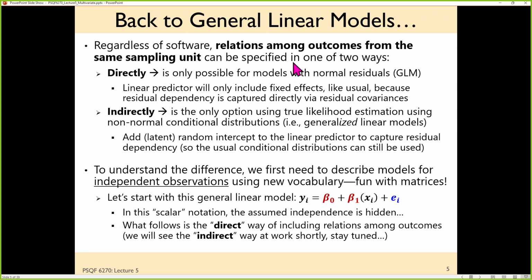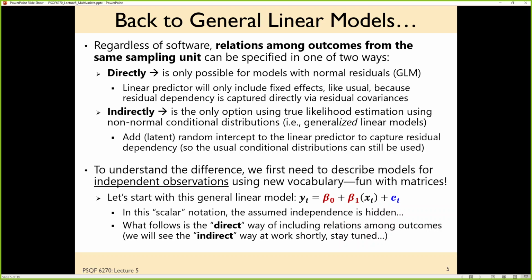All right. So then, starting with general linear models to begin with, and then we'll have examples with generalized, because we're just getting the multivariate part set right now. There are two strategies by which you can incorporate relationships among the residuals that come from the same sampling unit. Directly or indirectly. Directly is literally you just tell the software, let the occasions from the same person be correlated, thanks. And that's it.